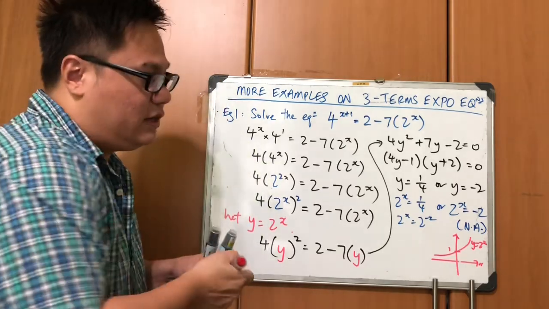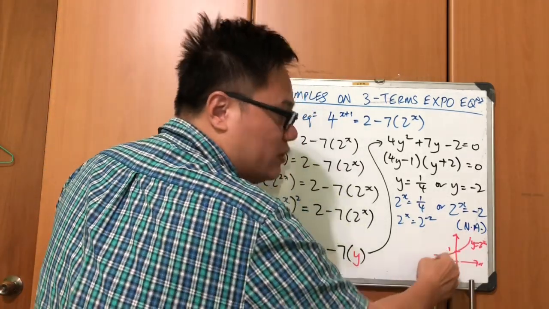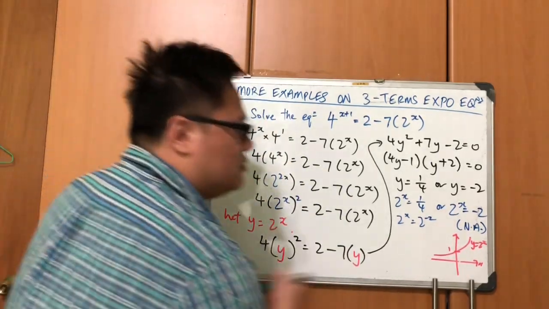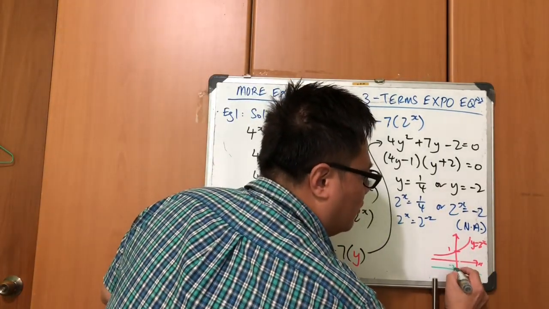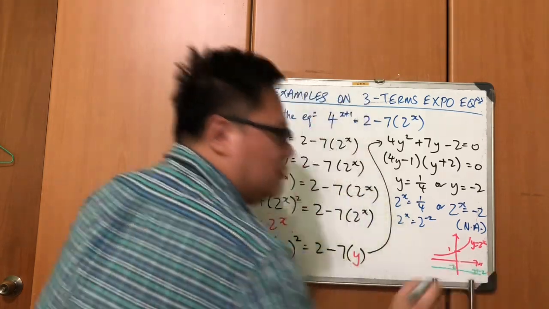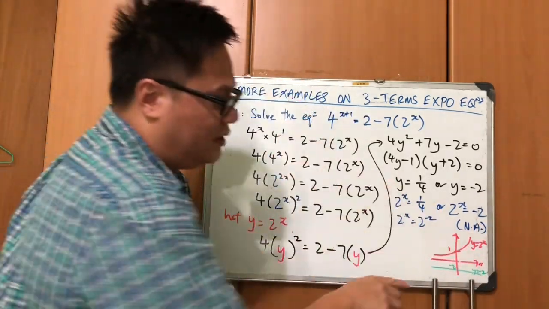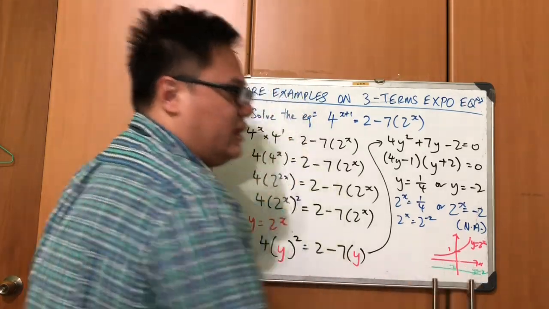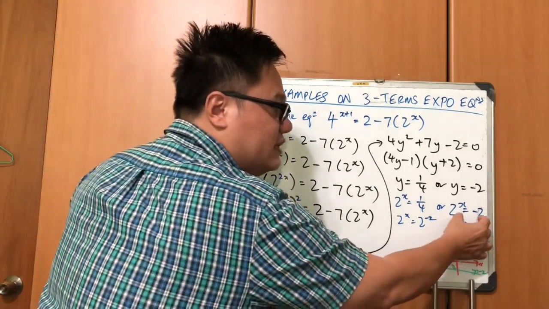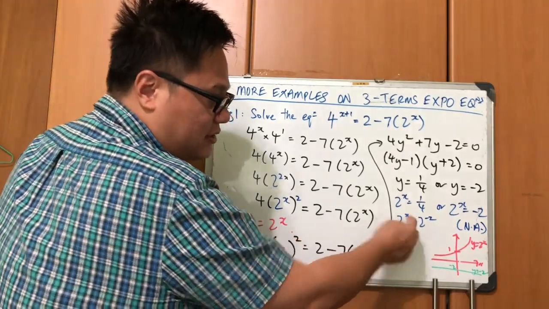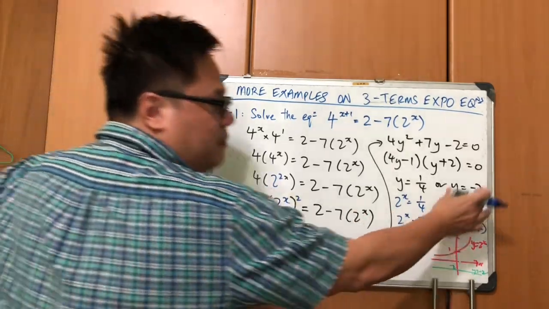If you take a look at this graph, it is always positive. So where does this graph ever cut the graph of y equals negative 2? Impossible, right? This red curve will never ever intersect this green straight line at y equals negative 2. That's why over here, there's no x solution for it. So we go back to this one. For this part, there's no solution.